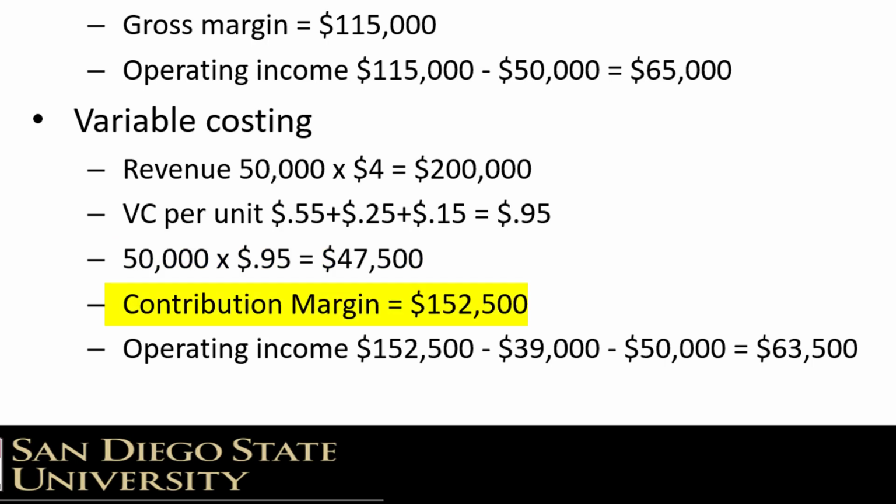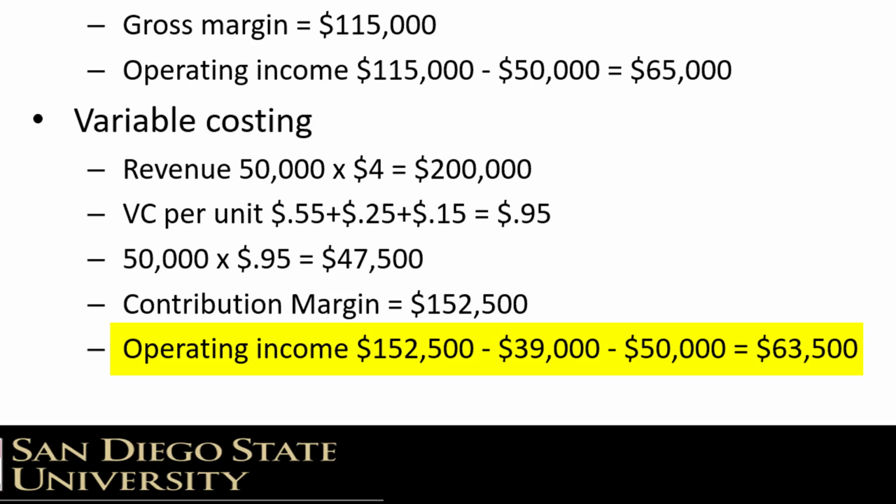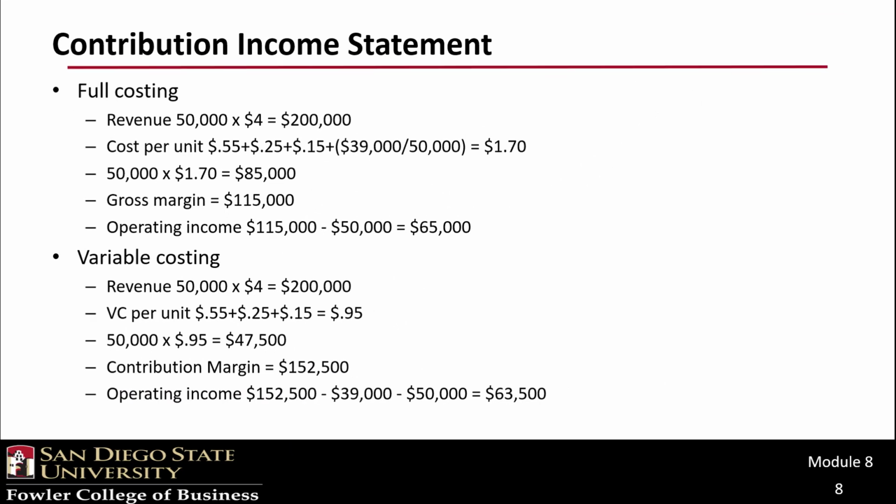That gives us a contribution margin of $152,500. From that, we deduct the full fixed costs as period costs. That gives us $63,500 of operating income. And you can see that we have a difference between operating income under full costing and operating income under variable costing. And that's a function of those 2,000 units of inventory.